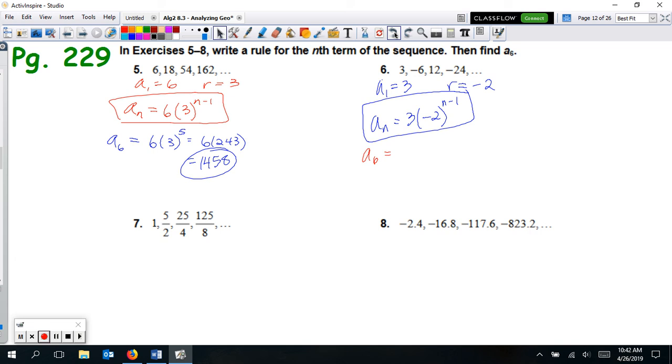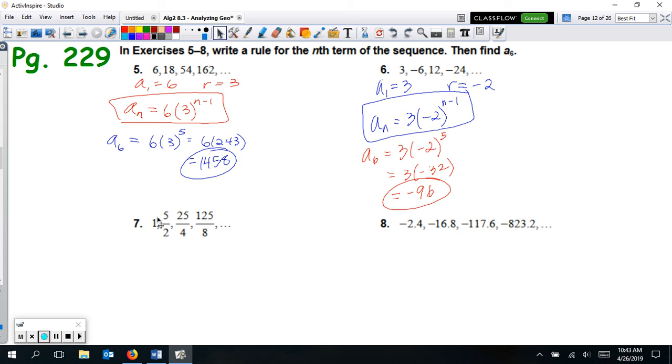But if we want to say the sixth term, it's going to be, again, the fifth power here. Negative 2 to the fifth power is going to be negative 32. So 3 times negative 32 would give us our number here of negative 96. It's the same thing as if we said negative 24 times negative 2 is positive 48, and then 48 times negative 2 is also negative 96.